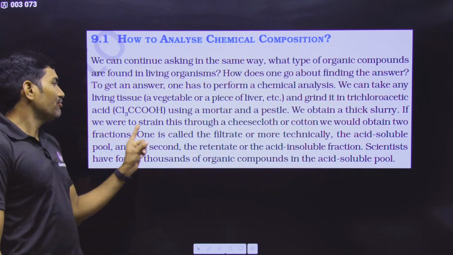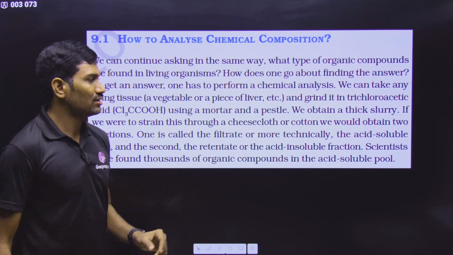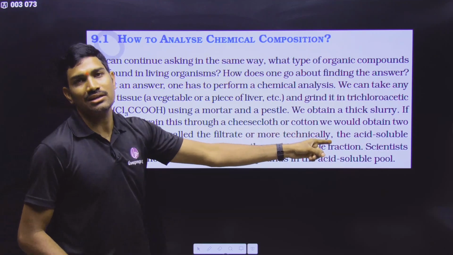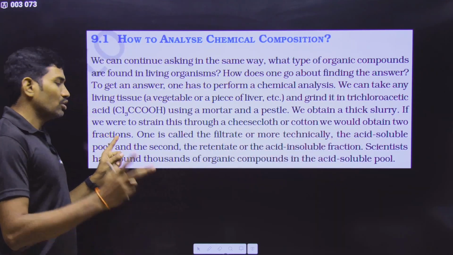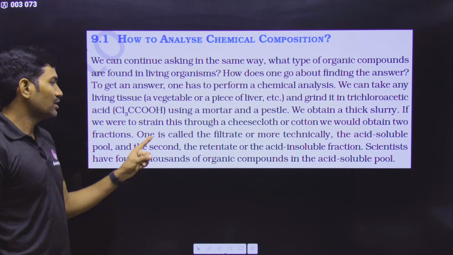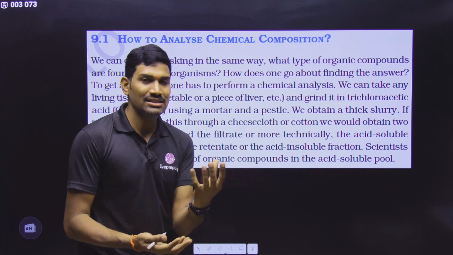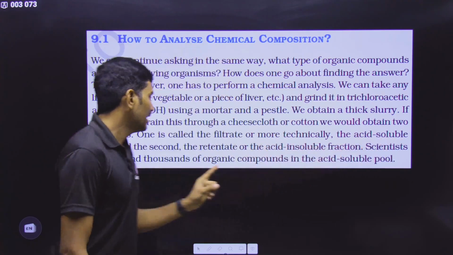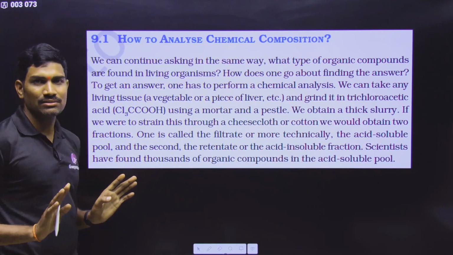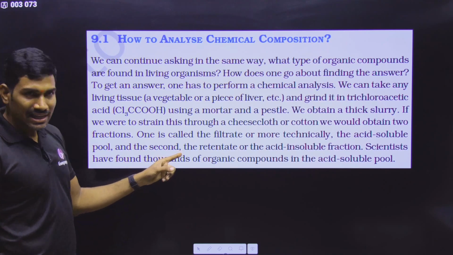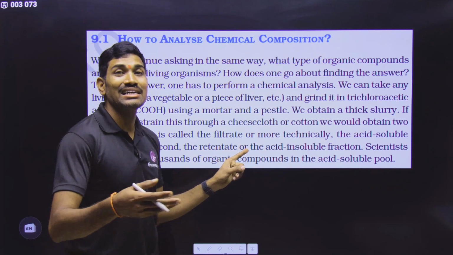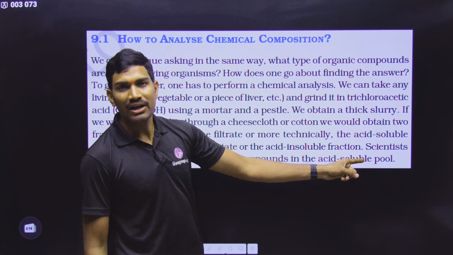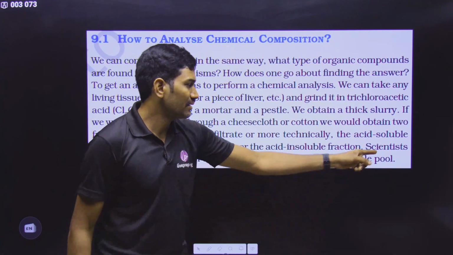Next one, if we were to strain this slurry through a cheesecloth or cotton, then we would obtain two fractions. What are these? One is called a filtrate. Inside the beaker we are getting the filtrate, or more technically it is called the acid soluble pool. This is one fraction. Then what is the other fraction? The second fraction is called the retentate because it is present above the cheesecloth. It is also called the acid insoluble fraction. In this way, two fractions we are getting.